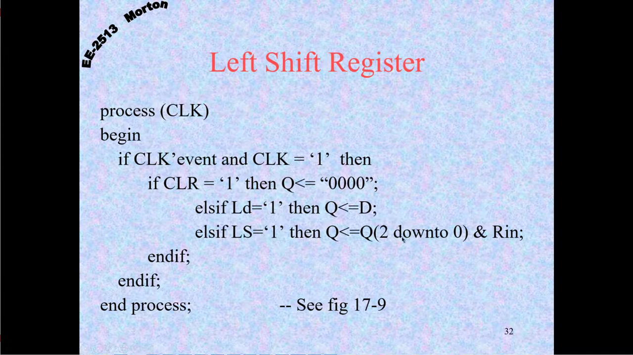And this is where we use the concatenation operator to concatenate part of the Q vector. In this case, Q is 3 down to 0, but now we're just using 2 down to 0. So we're using bits 0, 1, and 2. We're not using bit 3, and we're concatenating those with Rn as our low order bit. Now in VHDL, the ampersand in this setting is a concatenation operator.